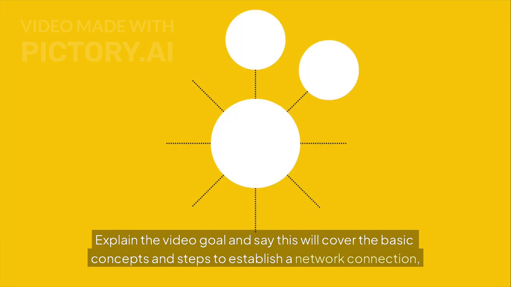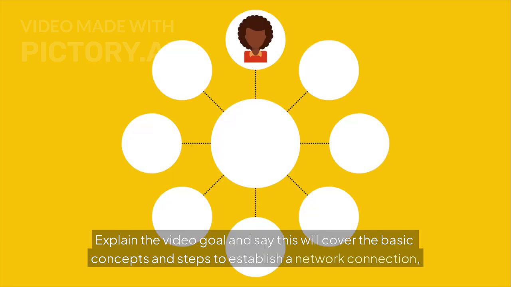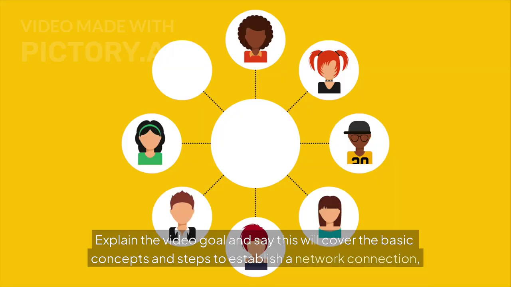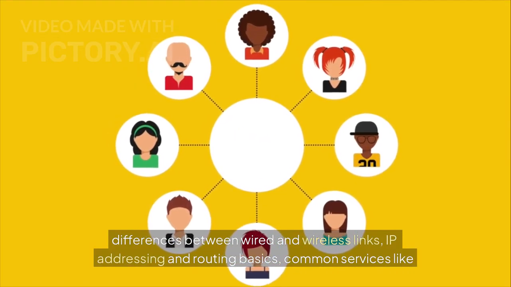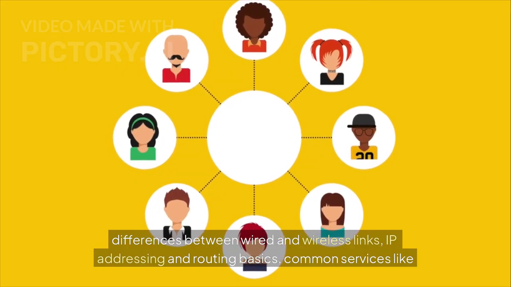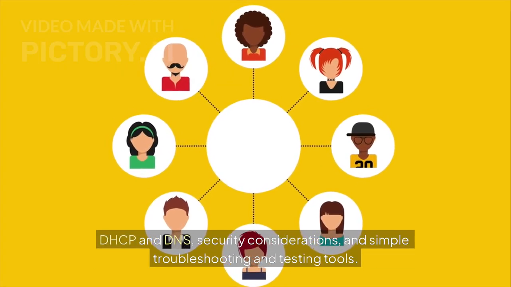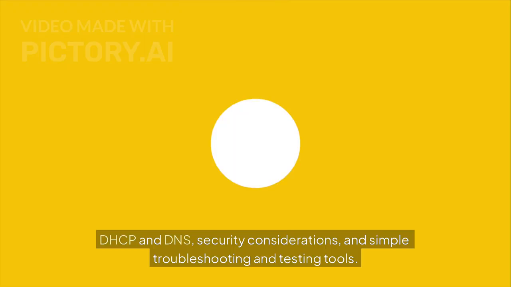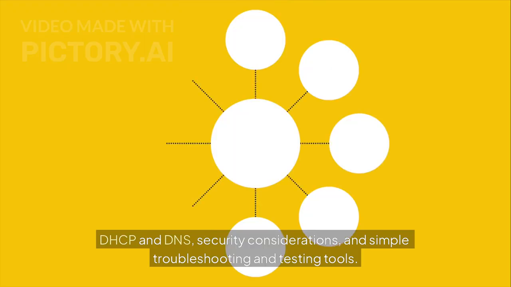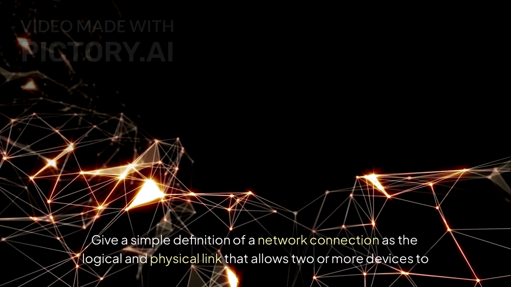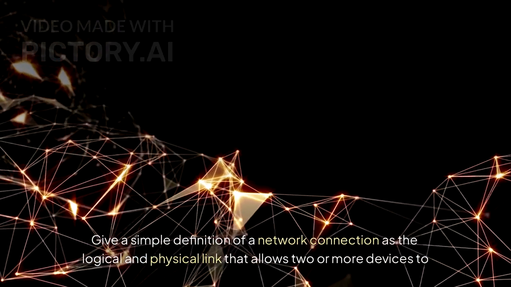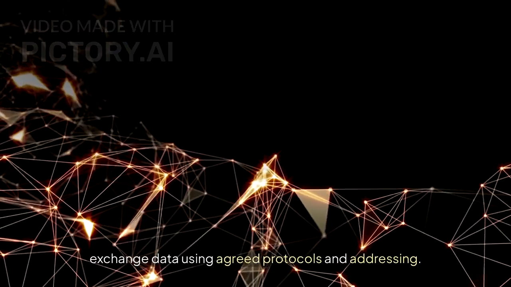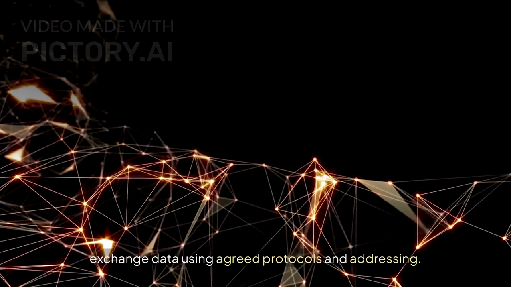Explain the video goal and say this will cover the basic concepts and steps to establish a network connection, differences between wired and wireless links, IP addressing and routing basics, common services like DHCP and DNS, security considerations, and simple troubleshooting and testing tools. Give a simple definition of a network connection as the logical and physical link that allows two or more devices to exchange data using agreed protocols and addressing.